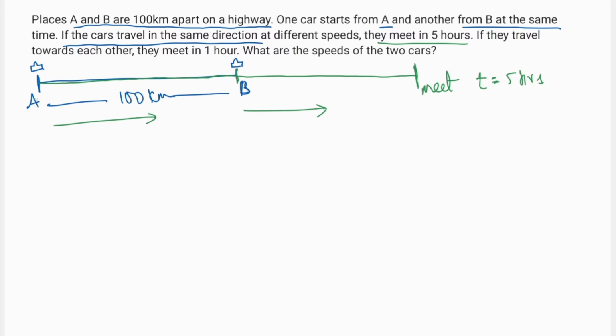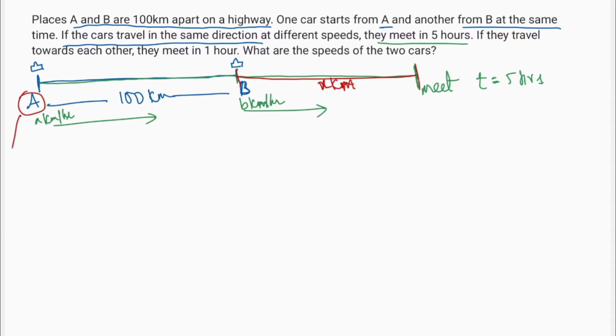Now let us assume A traveled with a speed of a kilometers per hour and B traveled with a speed of b kilometers per hour. We will assume this extra distance covered by both of them is x kilometers.